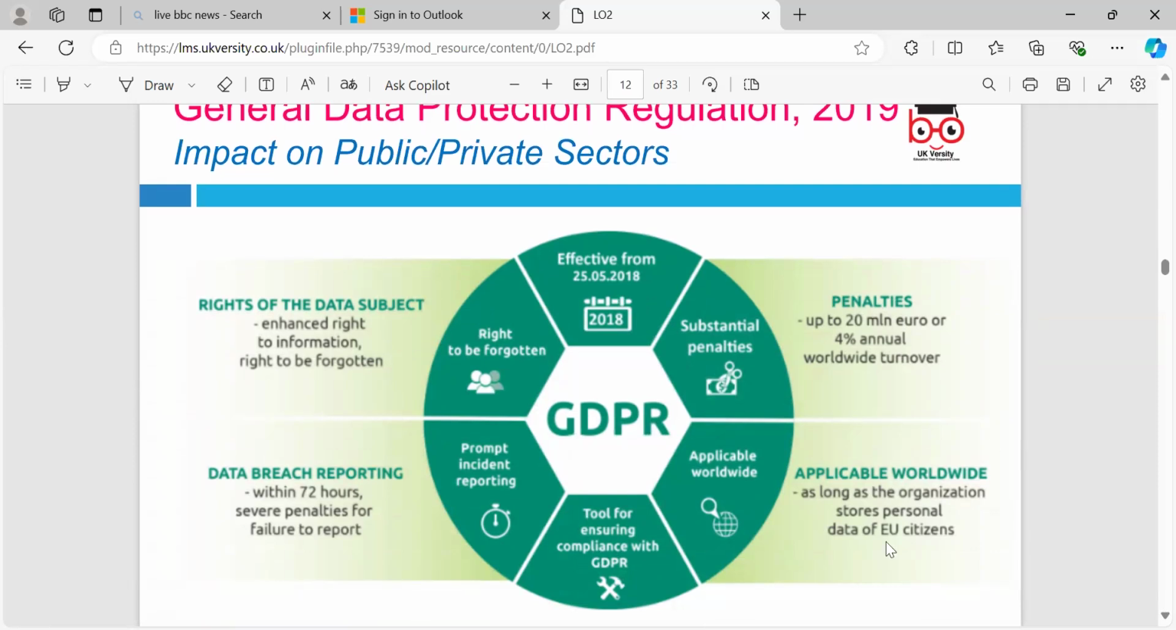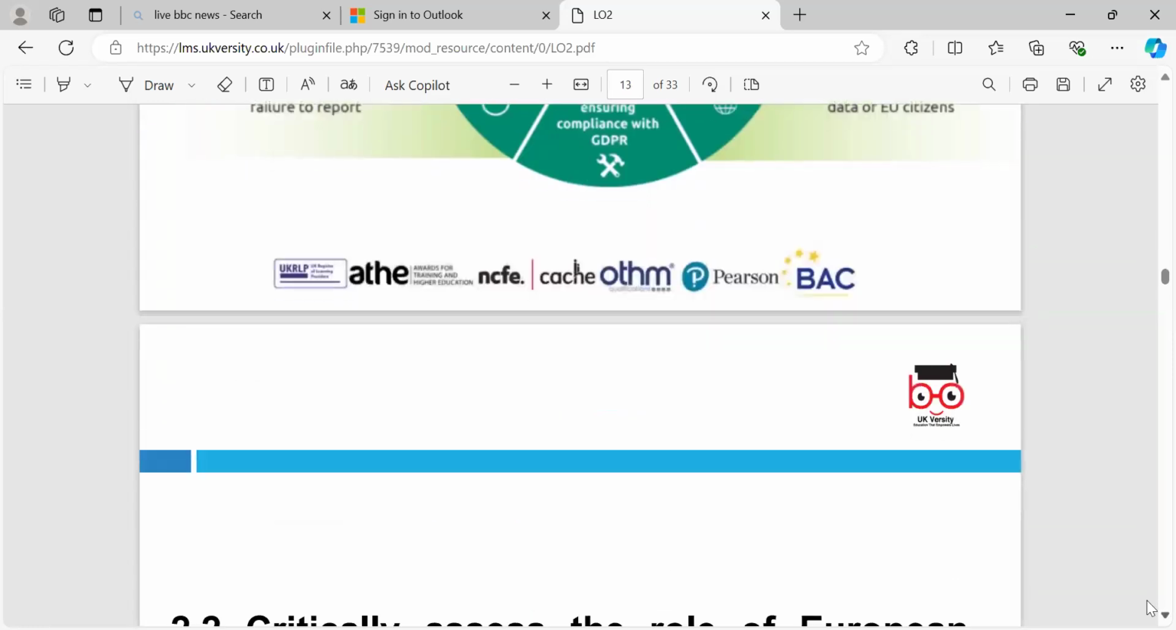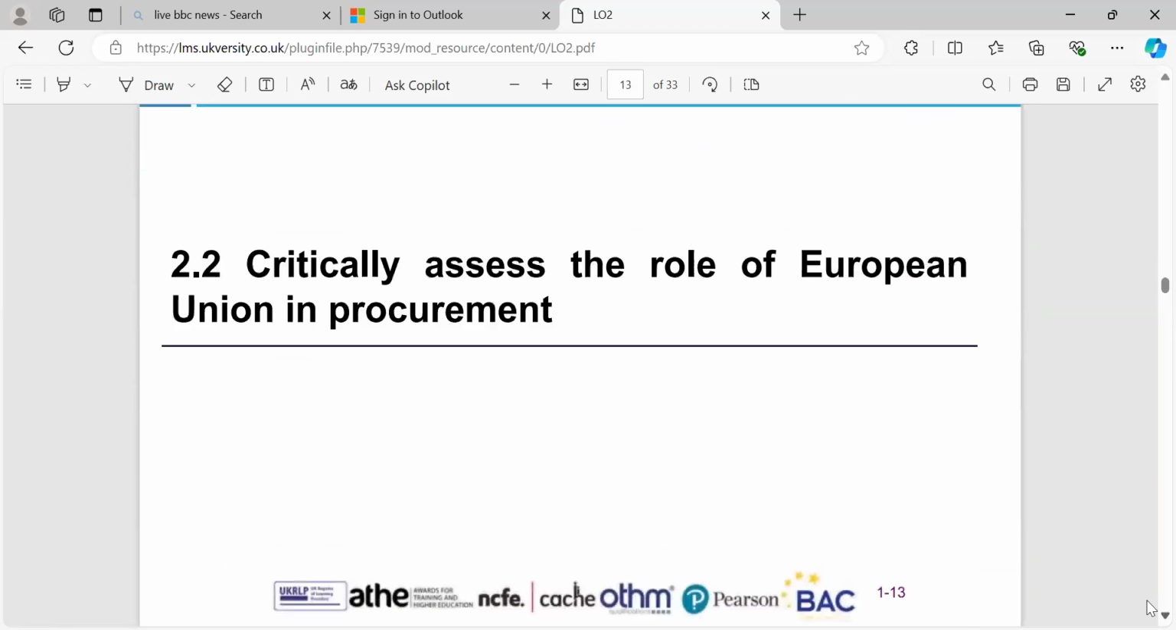Okay, it is applicable worldwide, as long as the organization stores personal data. Data can't be moved outside the EU without the permission of the ICO, the Information Commissioner's Office. Data breaches must be reported within 72 hours, and it enhances the right to information and the right to be forgotten. So these are all the points.